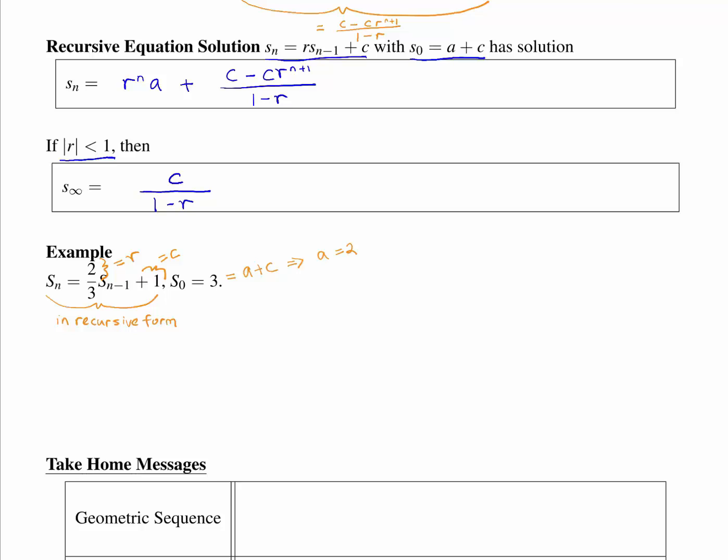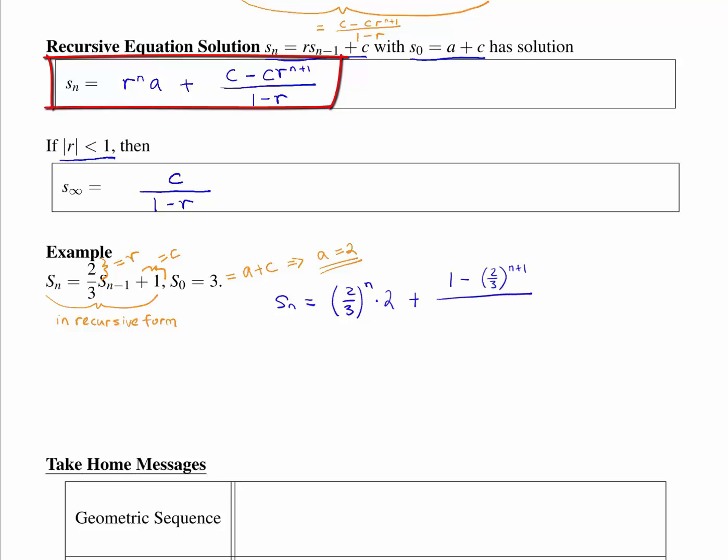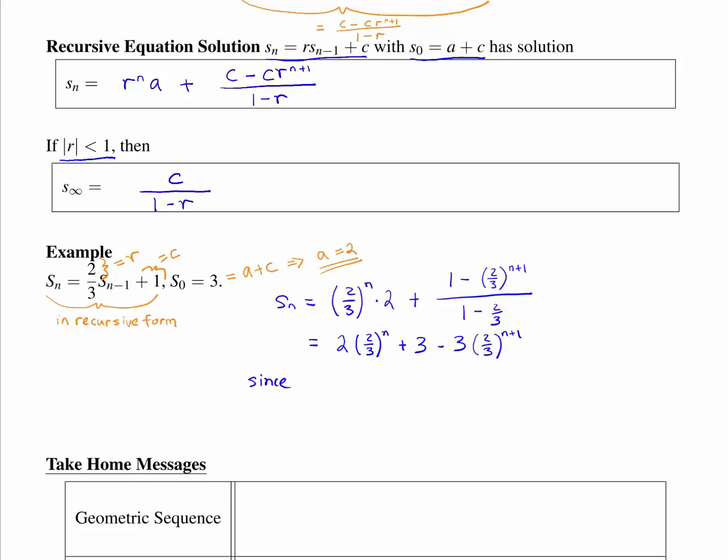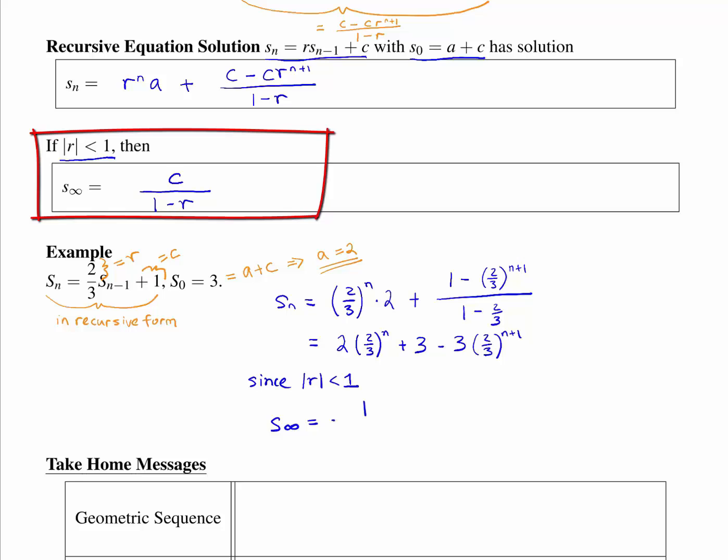We can now just write down from the formula the solution to this linear recursive equation. Sn is equal to 2/3 to the n times 2 plus 1 minus 2/3 to the n plus 1 all over 1 minus 2/3. This simplifies slightly to 2 times 2/3 to the n plus 3 minus 3 times 2/3 to the n plus 1. Finally, since the magnitude of r is less than 1, we can take the limits as n goes to infinity and find S infinity is equal to 3.